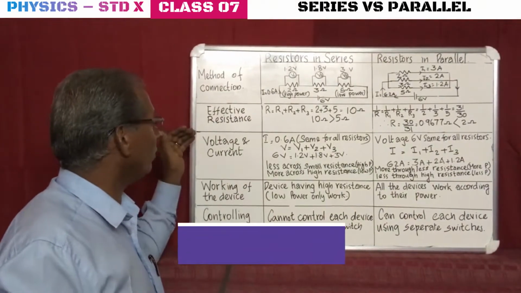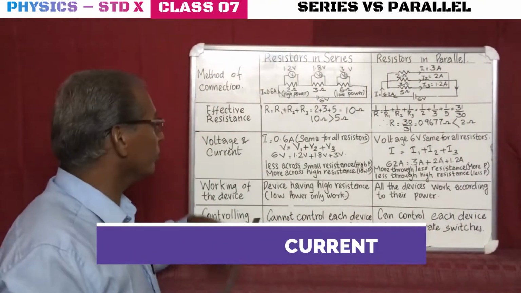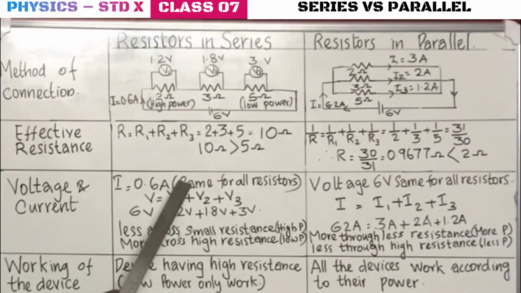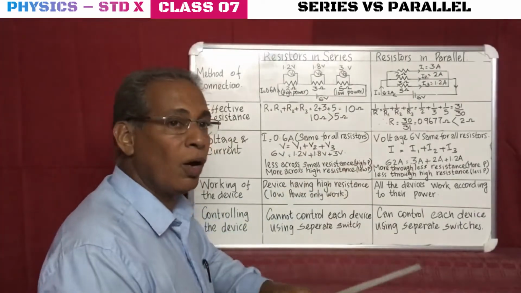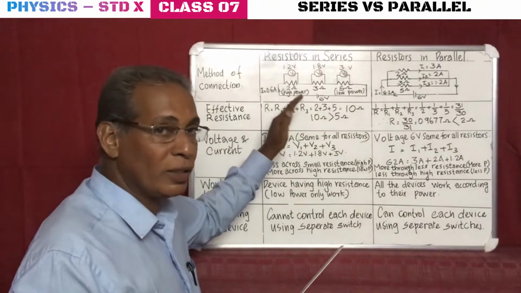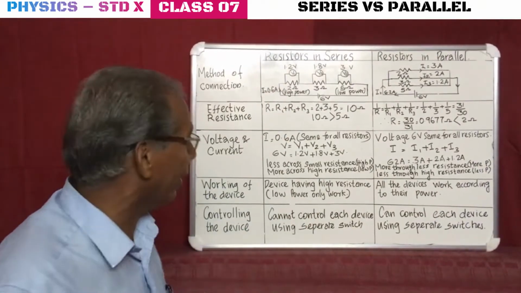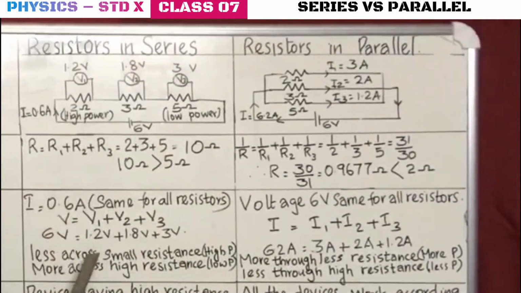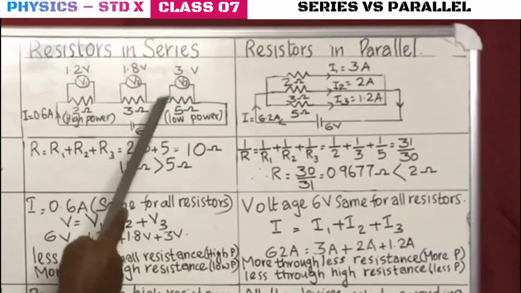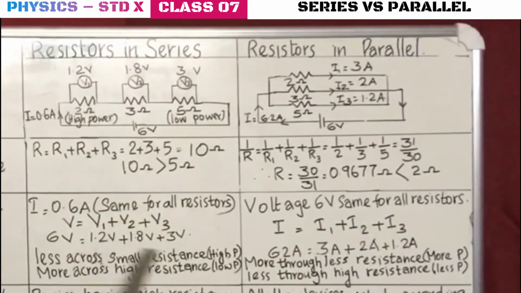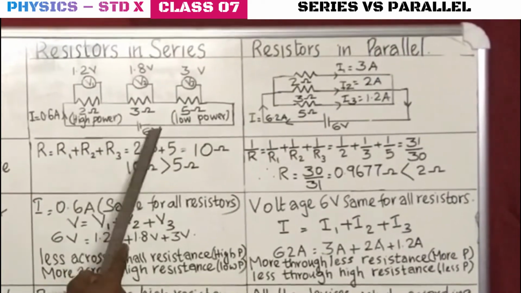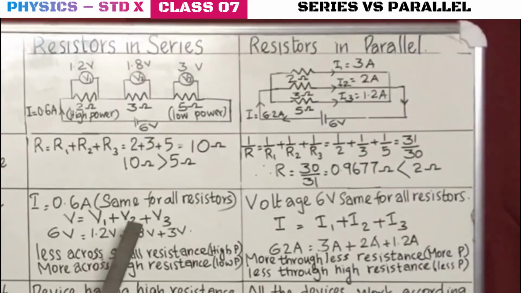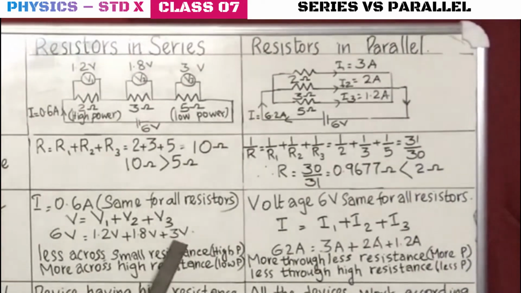Next we are comparing voltage and current. We have already seen I is equal to 0.6 ampere. This is the same for all the resistors, or it is common for the circuit. That is a characteristic of series connection that we already studied. And this 6 volt is split into 3. Across 2 ohms we are getting 1.2, across 3 ohms 1.8 and across 5 ohms 3, that we have listed here. The sum gives the total voltage, 6 volt. So this 6 volt is split into 1.2 volt, 1.8 volt and 3 volt.